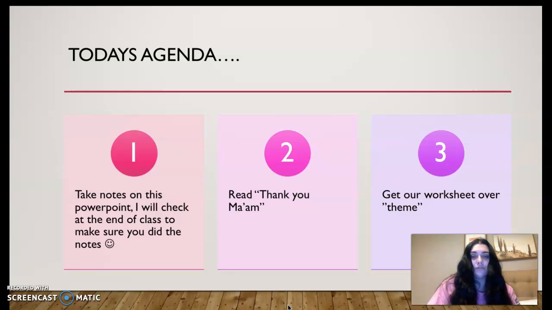Second, we're going to start reading Thank You, Ma'am. It's just a short story and it's going to open our lesson up over theme. That's what this is. And then we're going to go over this PowerPoint after we read so we can learn more after we already have read the story. And then we're going to get our worksheets over theme and go from there.